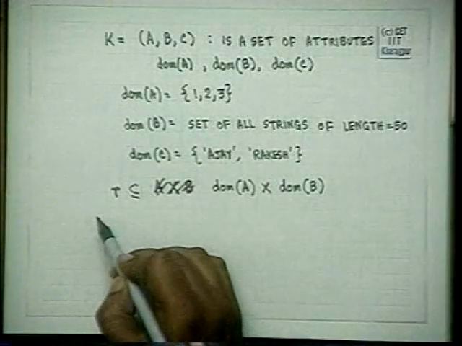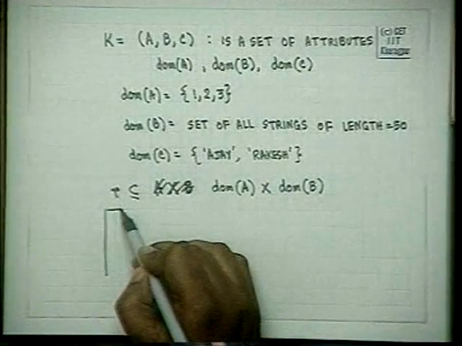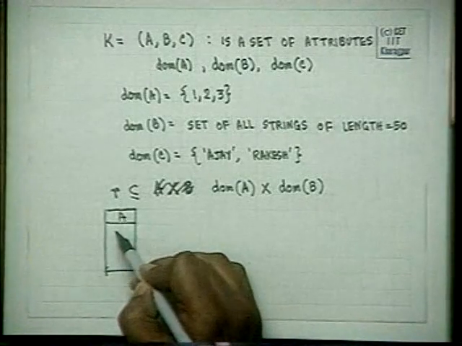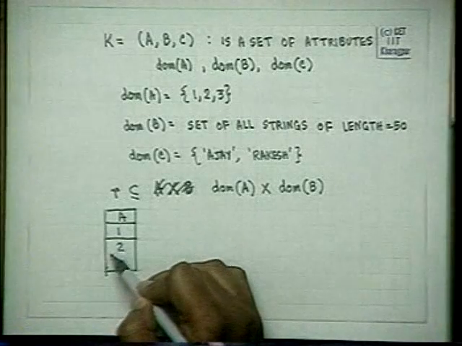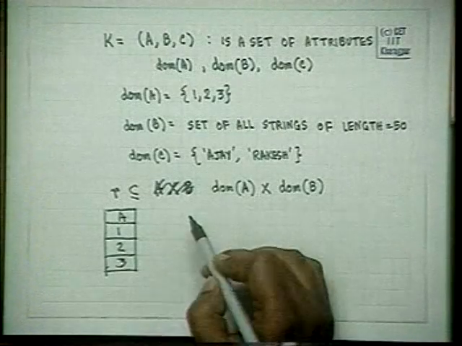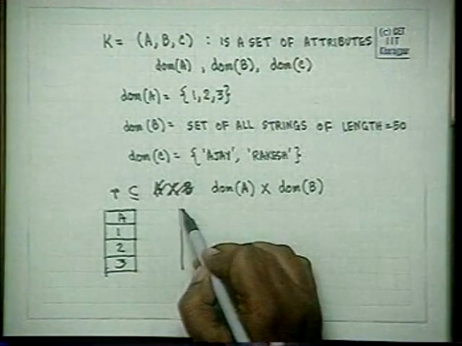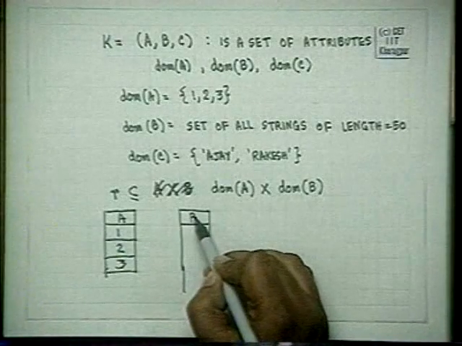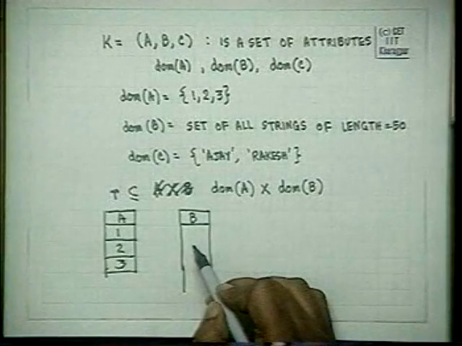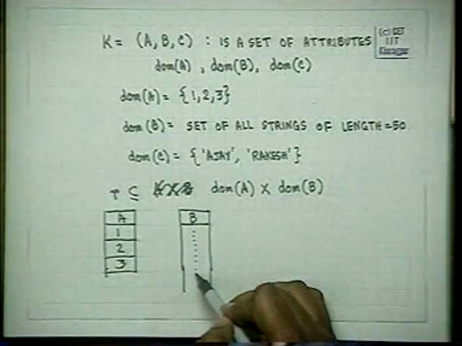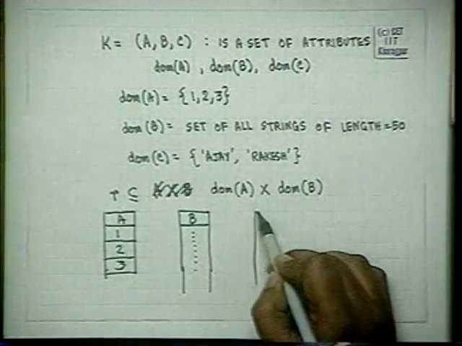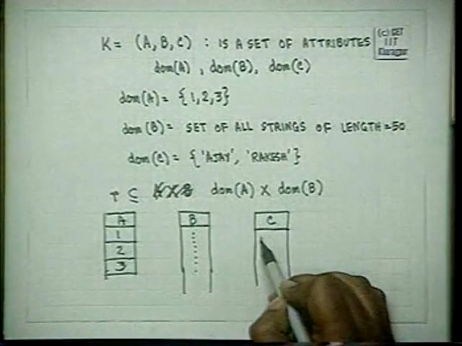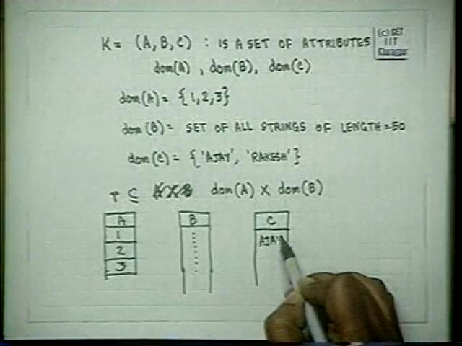The domain of A can be written out as a table. The domain of B can be written out as another table, but this will be a huge table. This will be a table of large size. And the domain of C will be a smaller table having only two elements.